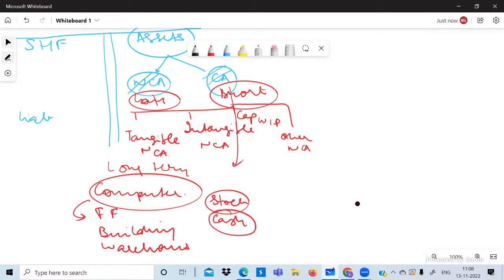Similarly, the cash that you have will keep coming in and going out. So again, it's short term, so it's a current asset. Anything which is short term is a current asset, and anything which is long term is a non-current asset. So I just split it on the basis of the life, with the intention of how long I will use it. And then I say whether it's current or non-current.